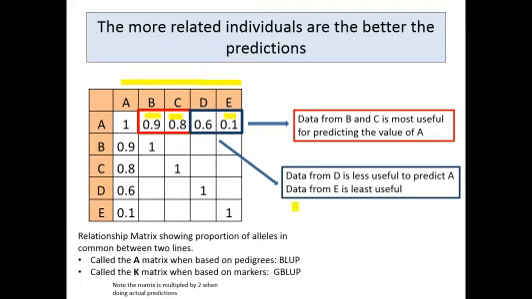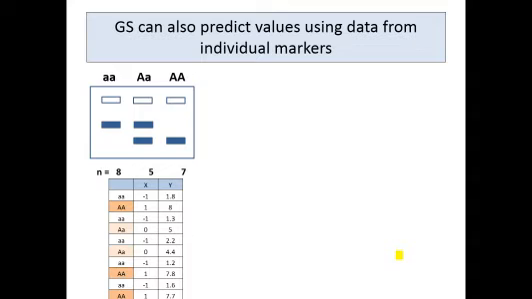So it's all based on how related individuals are. There's some details of this relationship matrix. I'm not going to go into them here. I think it's self-explanatory. Again, you can pause the presentation and look at those if you wish. So just having an overall matrix of genetic relationships, you can predict the value of unphenotyped individuals based on how related they are to phenotyped individuals.